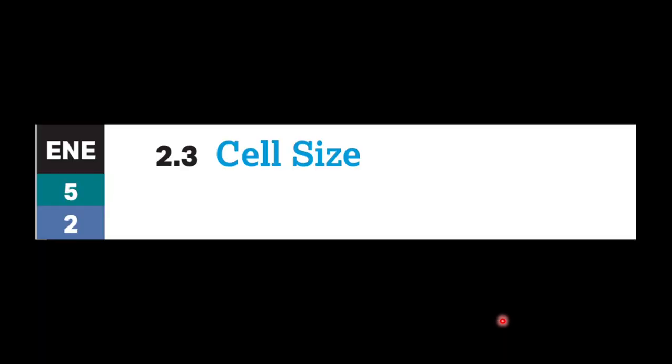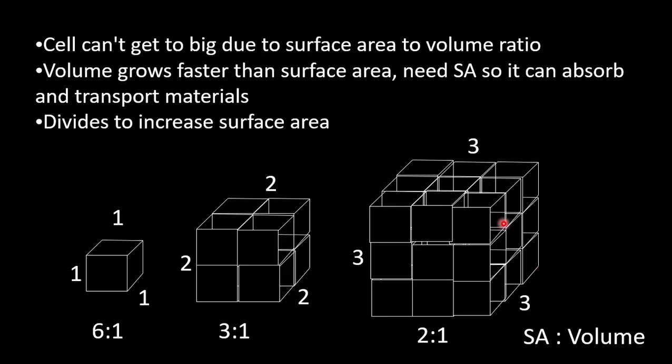Okay, so cell size. This is very simple. Why do cells divide? Well, cells can't get too big due to surface area to volume ratio. If volume grows faster than surface area, then it won't work, because it needs surface area to actually transport materials from the outside to the inside. If there's too much volume and too little surface area, the cell won't be able to transport all the nutrients it needs in order to actually survive.